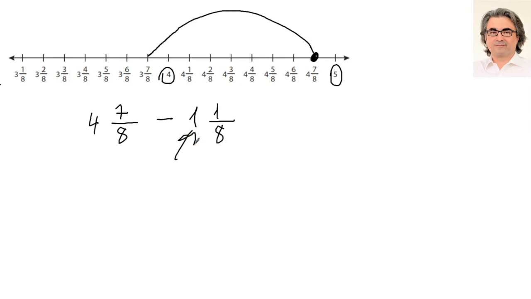1 unit. After that, 1 over 8. Between two consecutive points, the distance is 1 over 8. So I should go 1 unit from here, and finally I reached this point. So it means the result is 3 and 6 over 8 here.